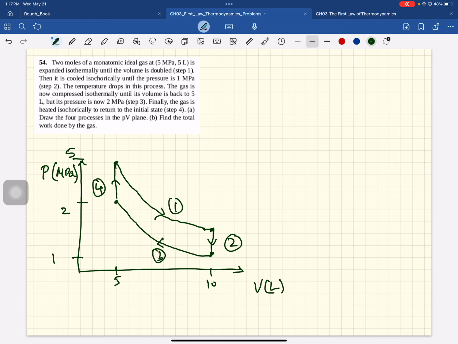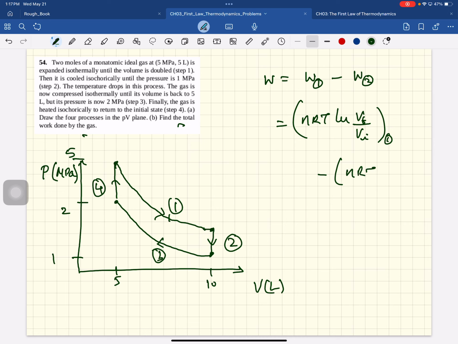Okay, so find the total work done. The total work done is work done in process 1 minus work done in process 3. So it's nRT log of V final over V initial for process 1, minus nRT log of V final over V initial for process 3.